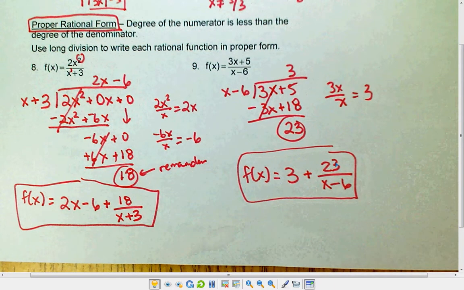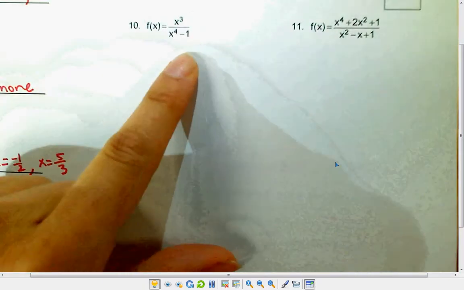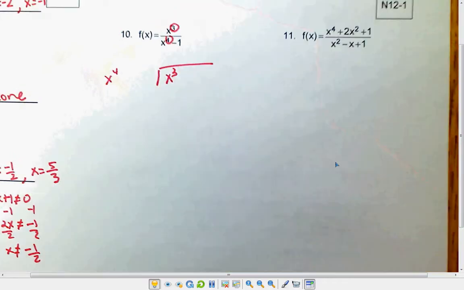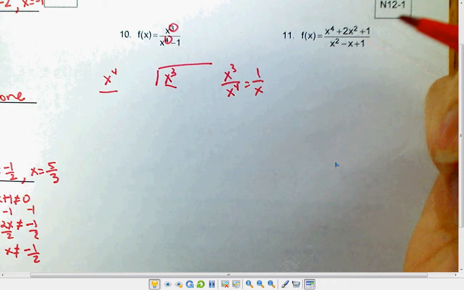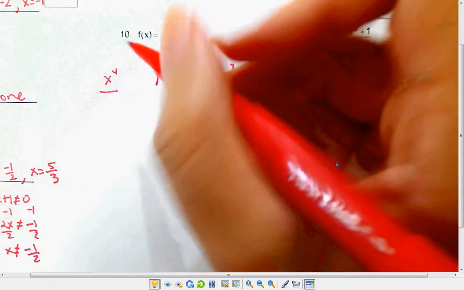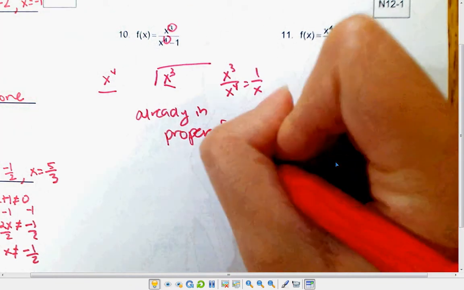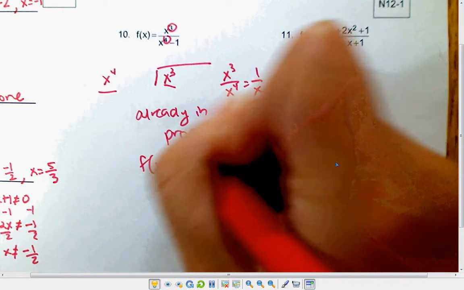Cool. Then, okay, let's go up to our last two examples. So for number 10, for this problem, if you tried to set this one up, it would not work because this number on top, the degree is already smaller than the degree at the bottom. So if you were to try to take this first one, divide by this one, x to the third divided by x to the fourth, this would give you 1 over x. Right? And we don't want that. We don't want a fraction in our answer. So this is already in proper form. So if it's already in proper form, you don't need to do anything. It's already written in the form that you want, so that's your answer.